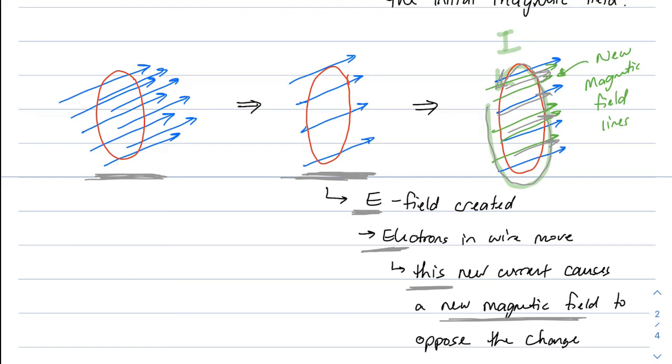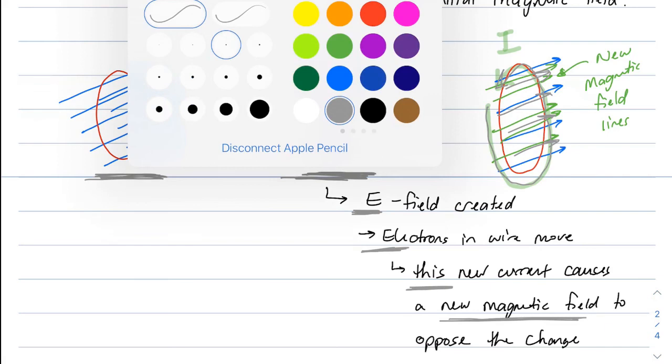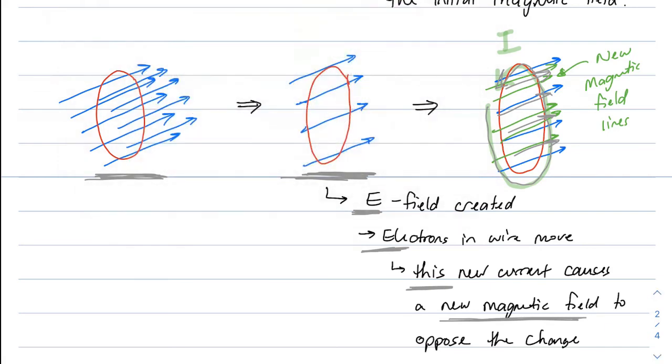Now keep in mind, the new magnetic field doesn't always go with the original magnetic field. If all of a sudden my magnetic field got stronger, my new magnetic field would oppose that increase, and my new magnetic field lines would actually go in the opposite direction. But the key is that a changing magnetic field near a wire is just going to create an electric current that opposes the change. Okay, so that's the end result.